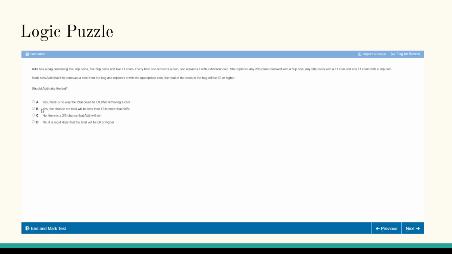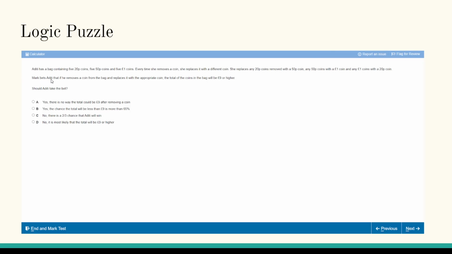So we have a logic puzzle here. You could pause the video right now, like we did before, and have an answer ready. But let's get into it now. Okay, so we know Aditi has a bag of 5 20p coins, which is £1, 5 50p coins, which is £2.50, and 5 £1 coins. She replaces these when she removes a coin with this information here.